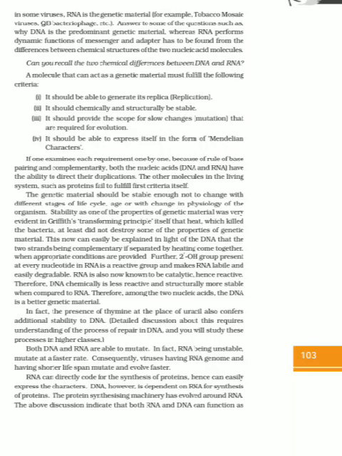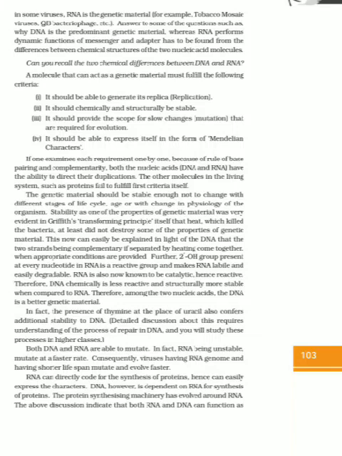The genetic material should be stable enough not to change with different stages of the life cycle, age, or with change in physiology of the organism. Stability as one of the properties of genetic material was very evident in Griffith's transforming principle itself. That heat which killed the bacteria at least did not destroy some of the properties of genetic material. This now can easily be explained in light of the DNA: the two strands, being complementary, if separated by heating, come together when appropriate conditions are provided.